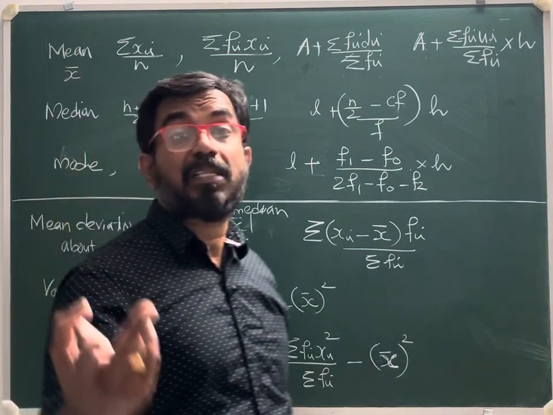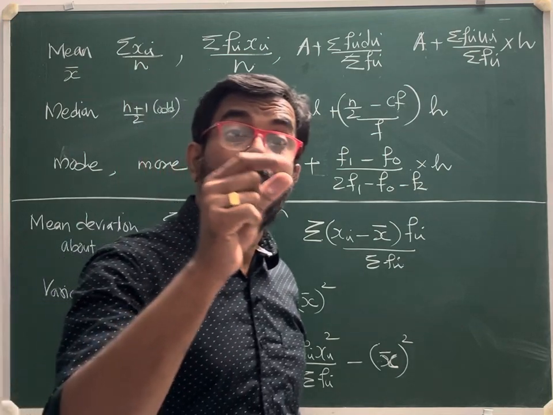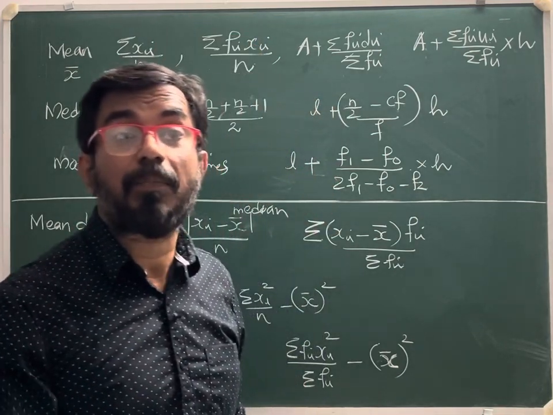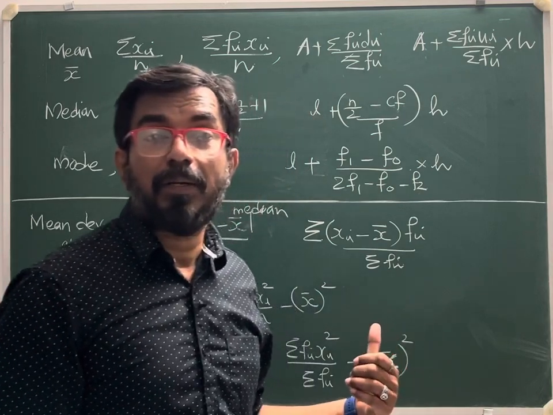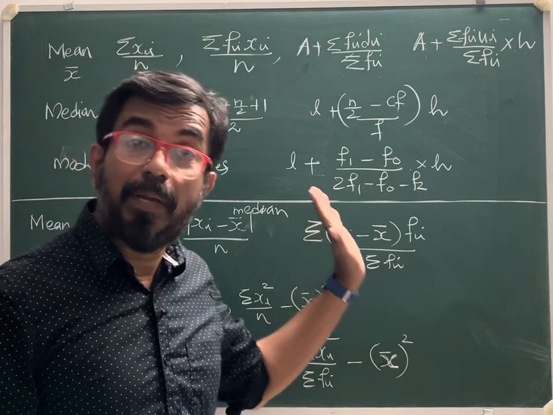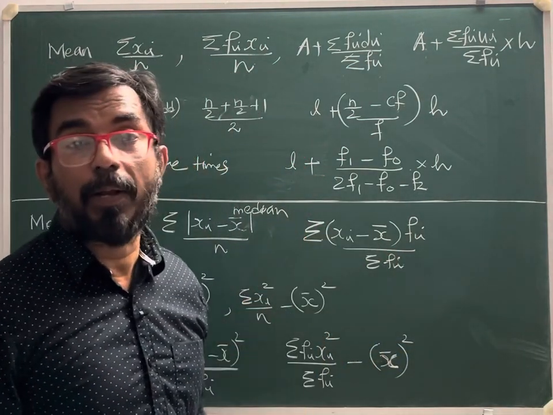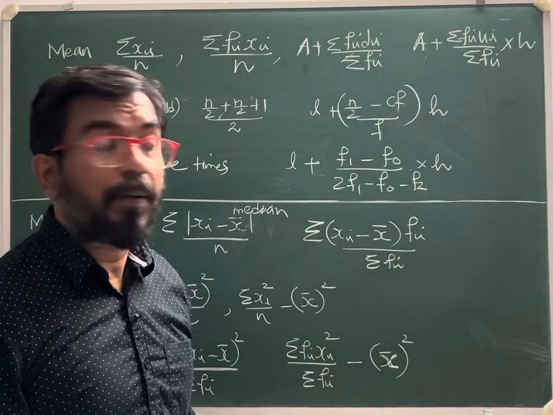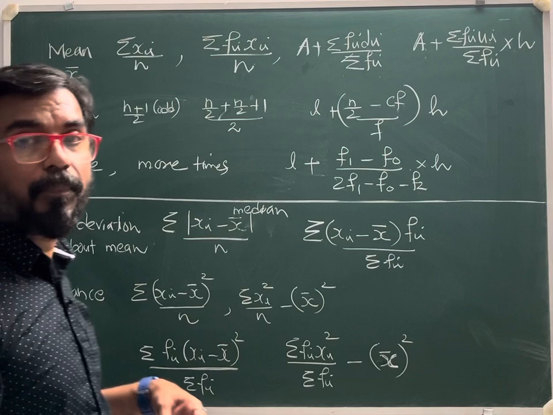If classes are given, then your work will be a little bigger. You need to first find the middle value of each class, the class mark. Then only you will get xi. Once you get xi, you can proceed like this. So you have to make xi first, then only you will use this formula. Okay. Now coming to variance.